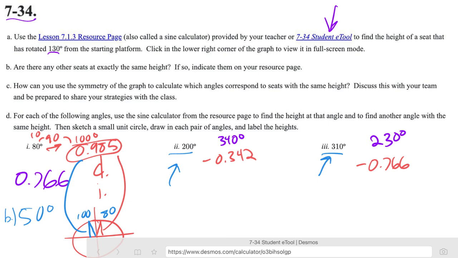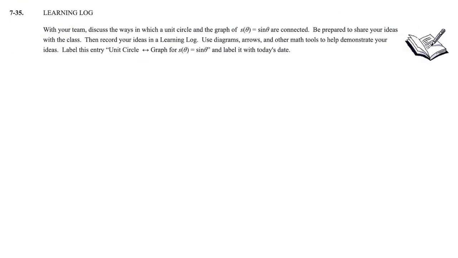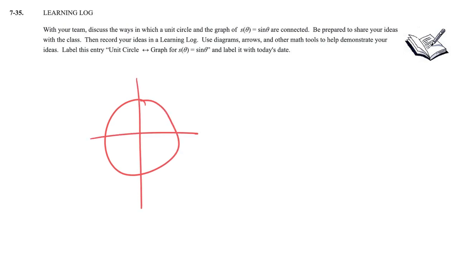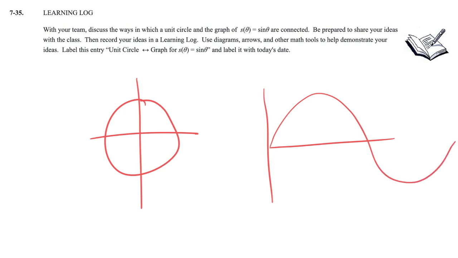is a learning log. So let's take a look at what that is. All right, so with your team, discuss ways in which a unit circle and the graph of s of theta is equal to sine of theta are connected. Be prepared to share your ideas. So here are the big things. We see this unit circle, and we see this sine graph that looks something kind of like that.